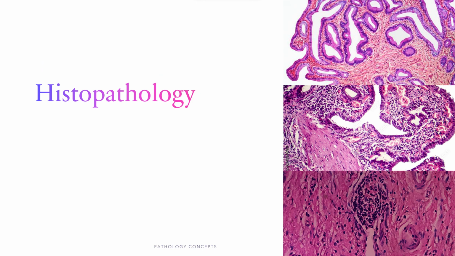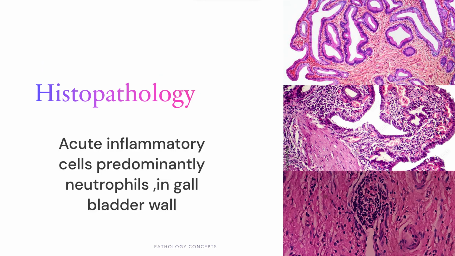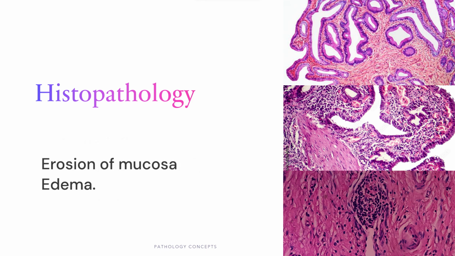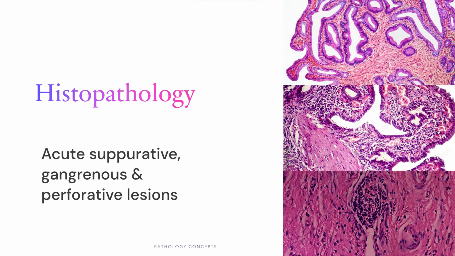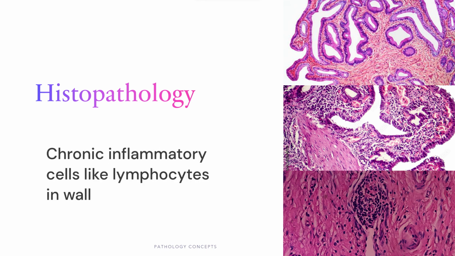The histopathological finding of cholecystitis in acute inflammation: acute inflammatory cells in the gallbladder wall are found if the cholecystitis is associated with bacterial infection. Other findings are erosion of mucosa and edema. Three types of lesions can be seen: acute suppurative, gangrenous and perforative lesions. In chronic cholecystitis, chronic inflammatory cells predominate in the gallbladder wall.